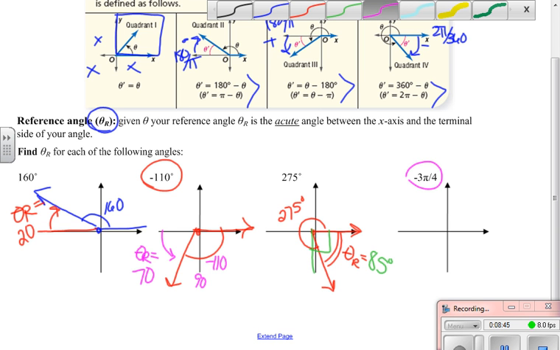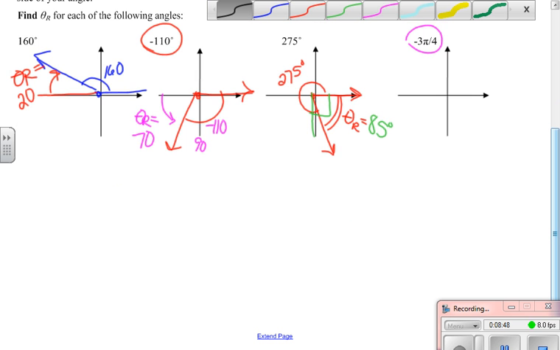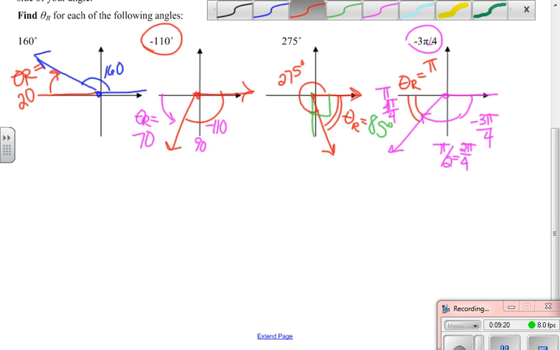If I think about doing this in terms of radians, nothing really changes. Remember, this is pi, so if I'm dealing with fourths, this is 4 pi over 4. Here's my initial side. This, going backwards, would really be pi over 2, which is the same as 2 pi over 4. So somewhere about here is negative 3 pi over 4. So my theta r, my reference angle, is pi over 4. So it's that same concept we used when we built our unit circle.